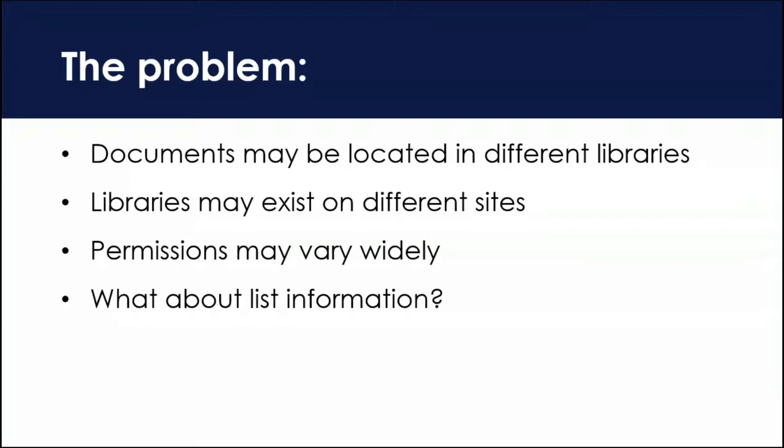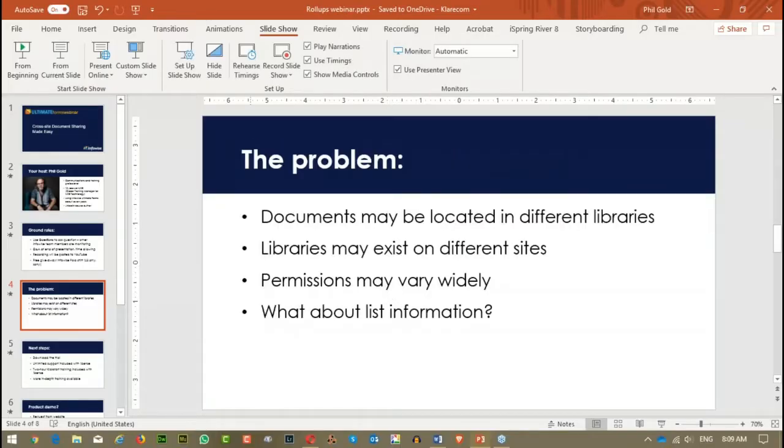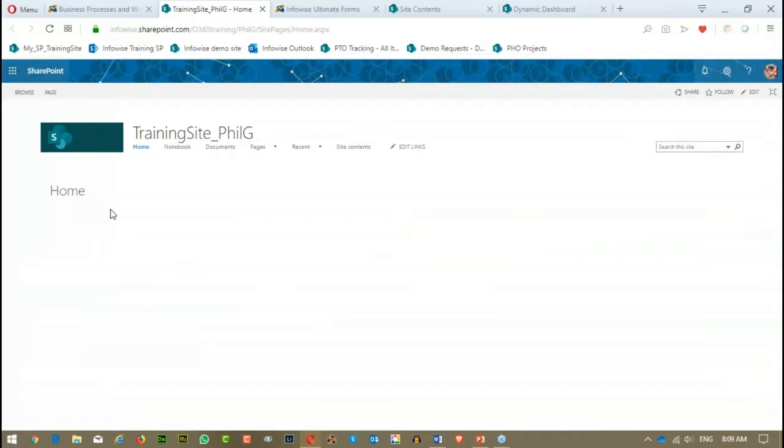And this is where Ultimate Forms comes in, because Ultimate Forms can do that. Ultimate Forms has a feature called a rollup. And a rollup is pretty much exactly what it sounds like. It will roll information up into one place from different places.